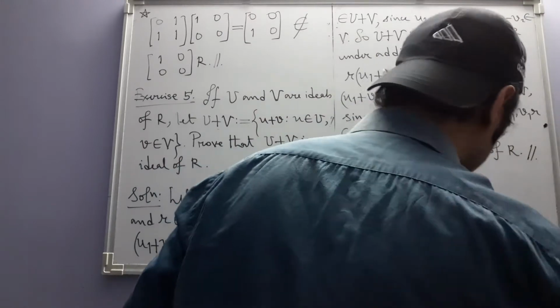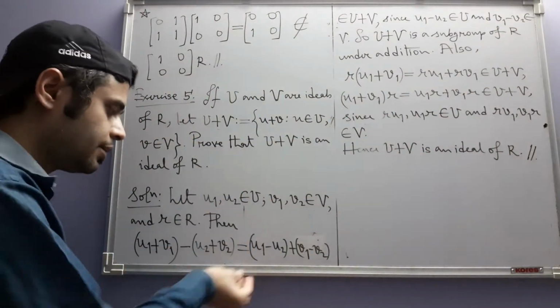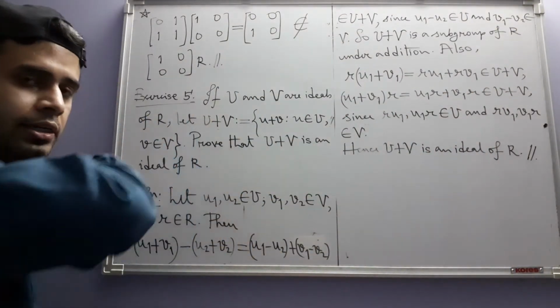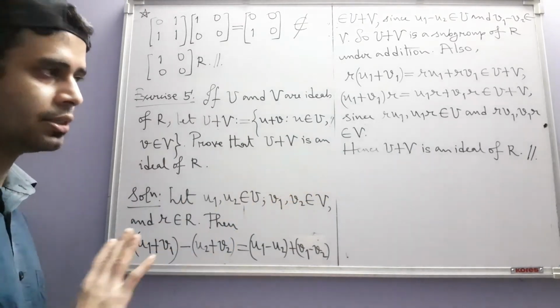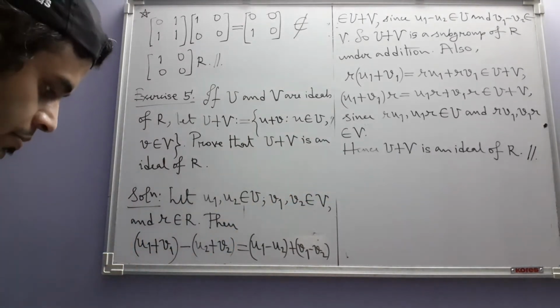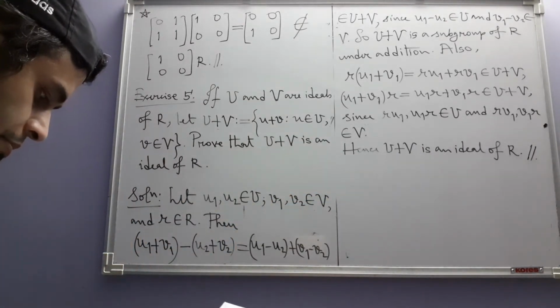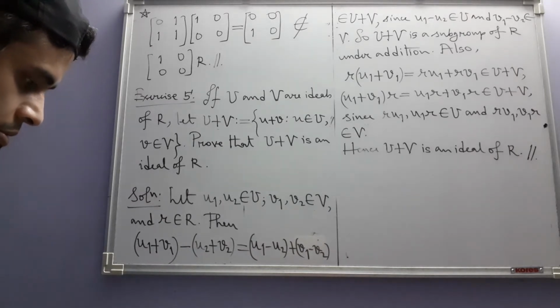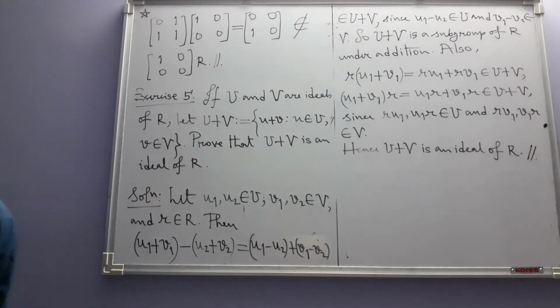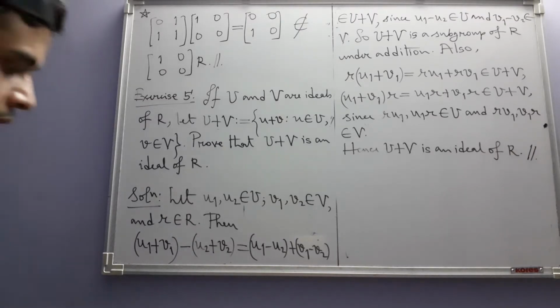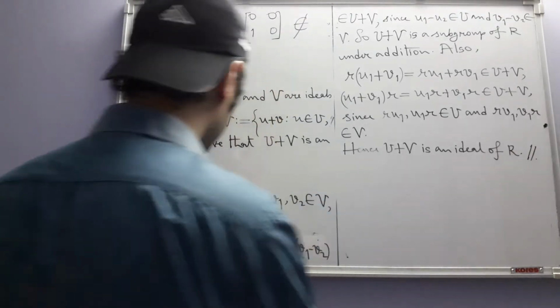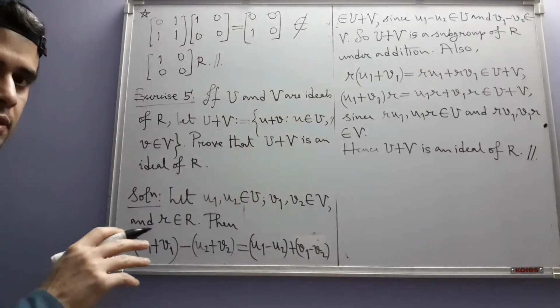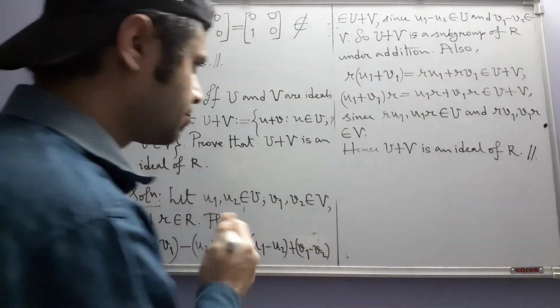Sometimes it helps to link whatever you already know to the things that you are doing right now. Right. So after this we have the sixth one. Now this is the sum of two ideals. Just like that, we also have the product of two ideals.